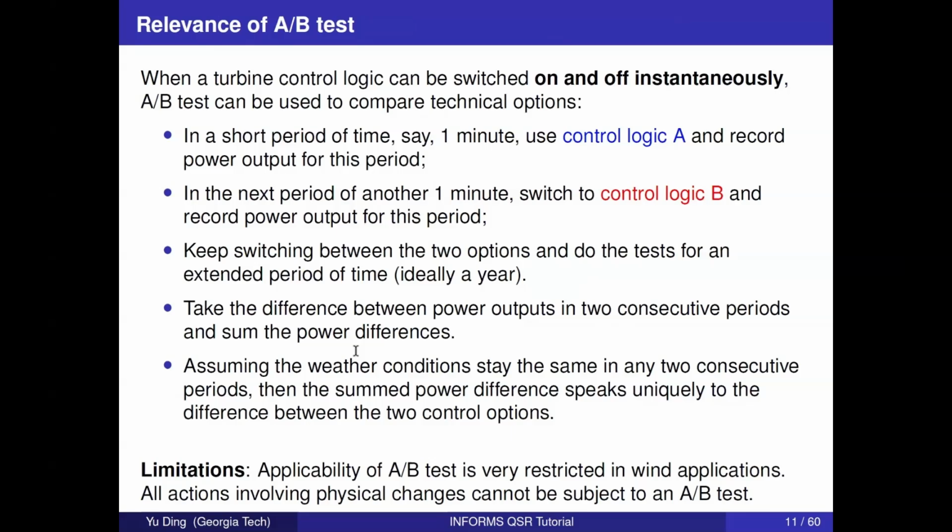First thing is, whatever you test, that something being tested needs to be able to switch on and off instantaneously. Suppose a control logic can be switched to control logic A and control logic B instantaneously. So you can run control logic A for 1 minute, and now you can run control logic B for another minute, right? And now you have these 2 consecutive time periods. You simply take the power produced in the first minute and the second minute, and you take a difference between these two. You just keep running these pairs for a considerable amount of time.